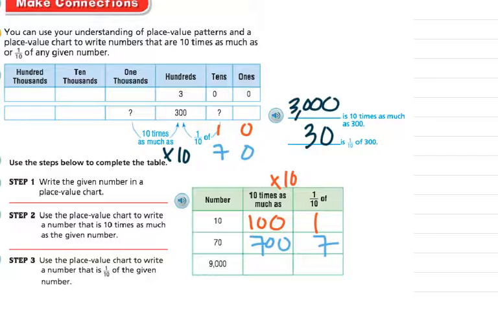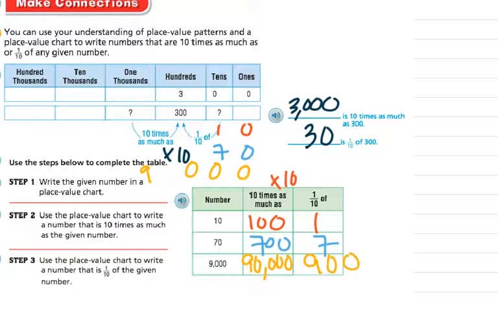And lastly, we have the number 9,000. So 9,000 picks up another place value and goes into the 1,000th place. So if we have 9,000 and we multiply by 10, we move over one more place value and we are in the 10,000th place. So our number would be 90,000. But if we multiply by a 10th and we lose a place value, we would go back into the hundreds place and it would be 900.